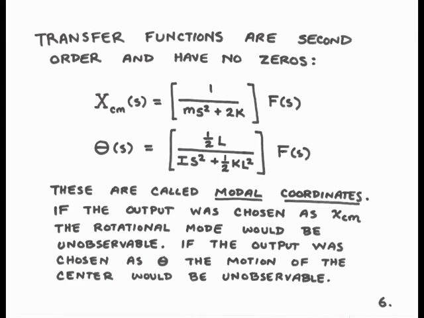xcm and theta are referred to as modal coordinates. They have the following property. If we choose either one as the output, then the other would not be observable. So, if we were to put a sensor and measure the motion of the center of mass, we wouldn't be able to see what was happening with the rotation about the center of mass. Or, if we had a sensor that could measure the rotation, we couldn't see what the deflection at the center of mass was.